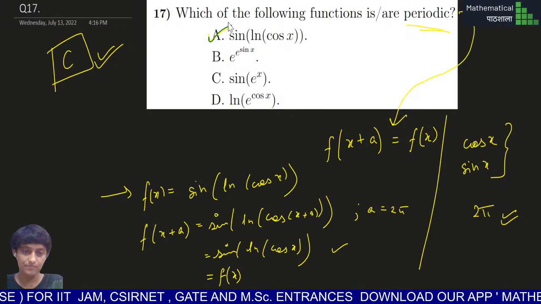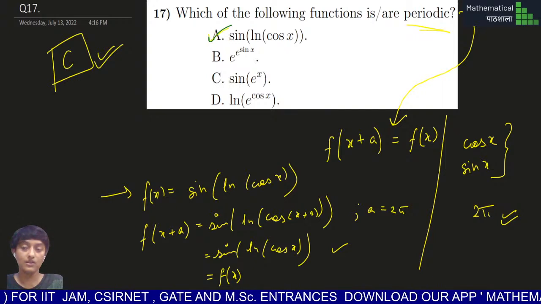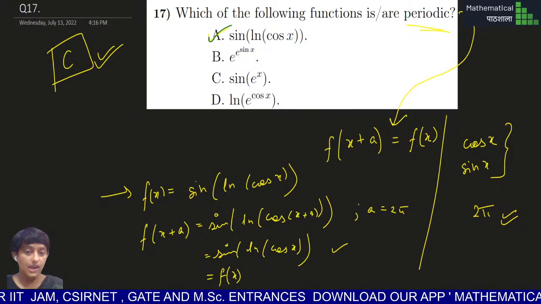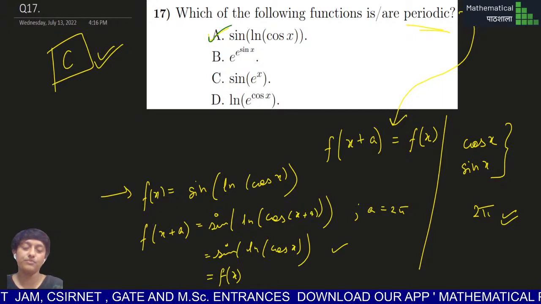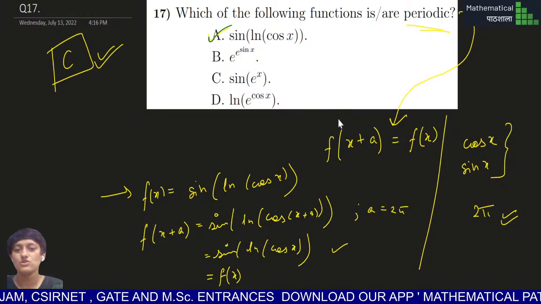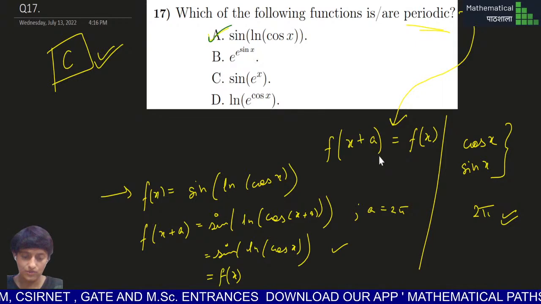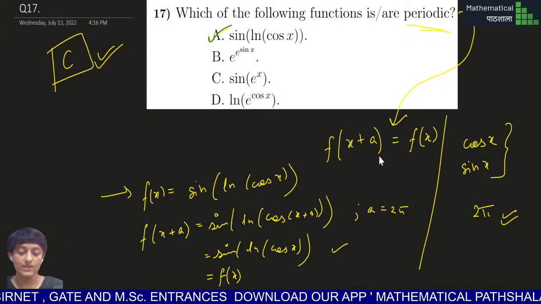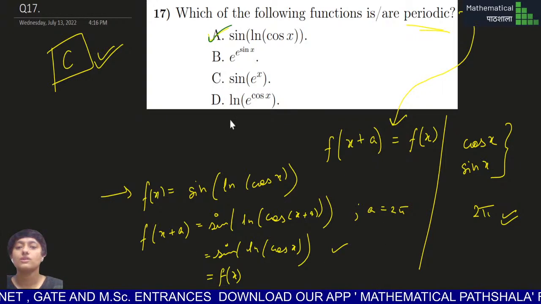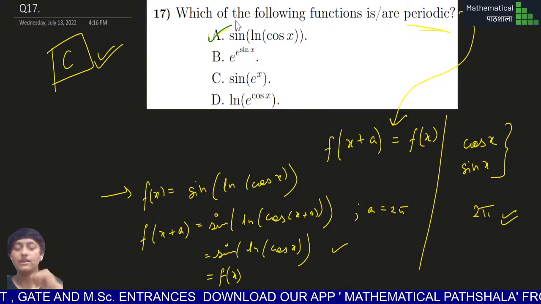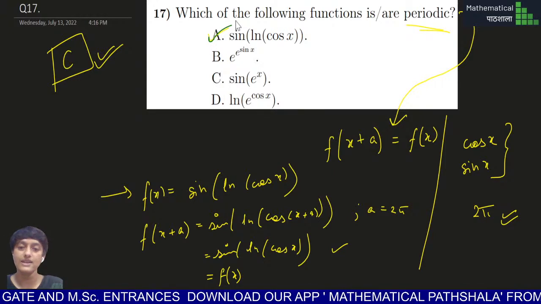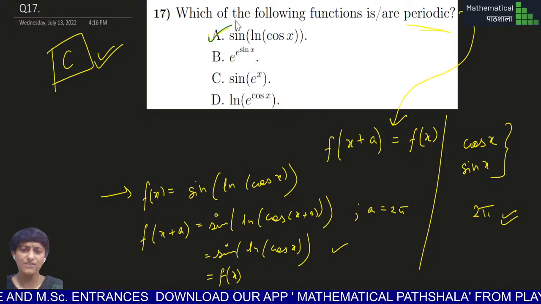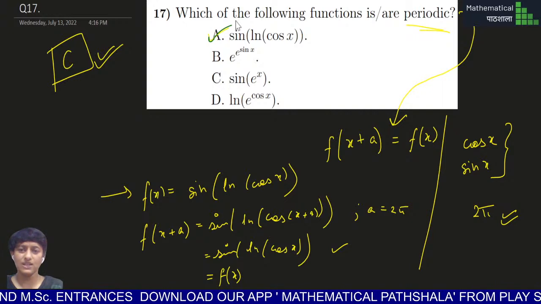2n pi. Yeah. We say that such least a is called the period, and for periodic we can just assume any a first. Okay. So Nikita, yes, 2n pi is also correct. 2 pi is also correct. Alright. So from this we can say that option A is correct. Can you use the same technique in others and tell me which are periodic? Is anyone else periodic, or is the answer just option A?